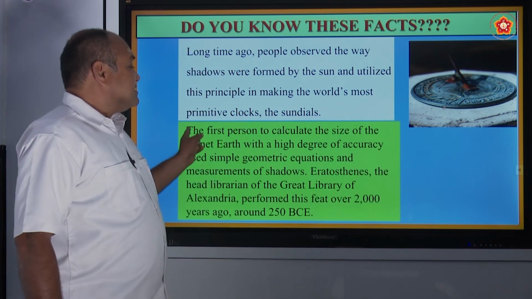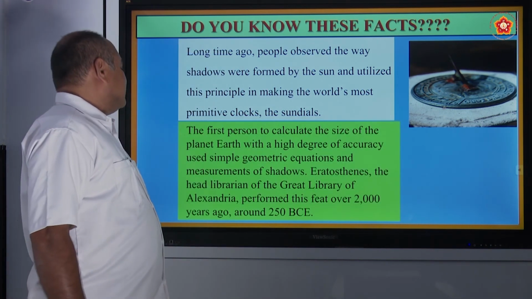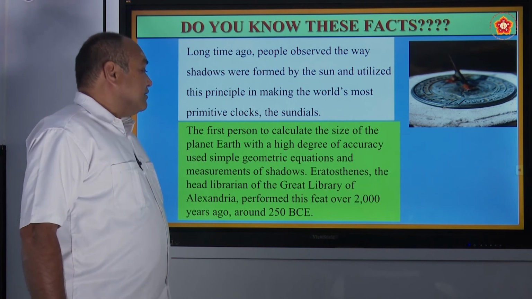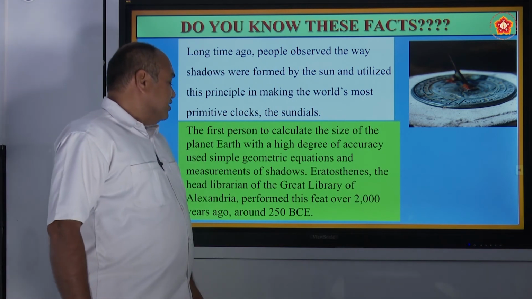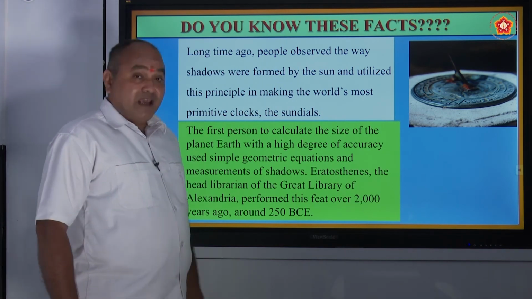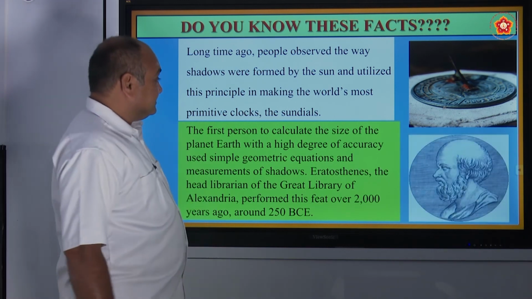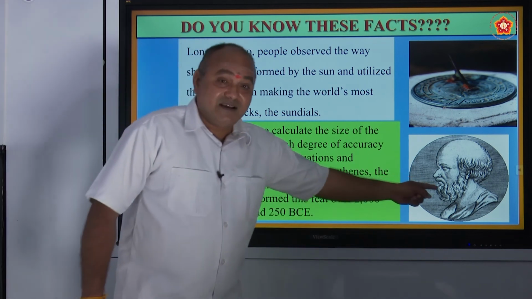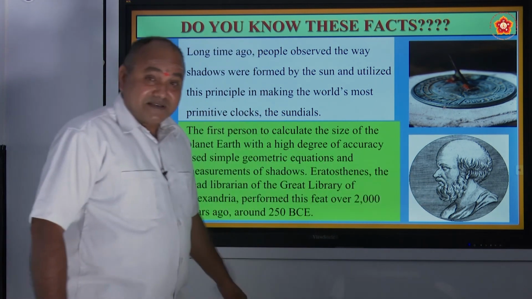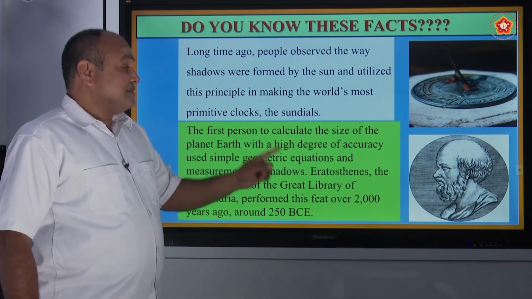The first person to calculate the size of the planet Earth with a high degree of accuracy used simple geometric equations and measurements of shadows. So he is the person, Eratosthenes.